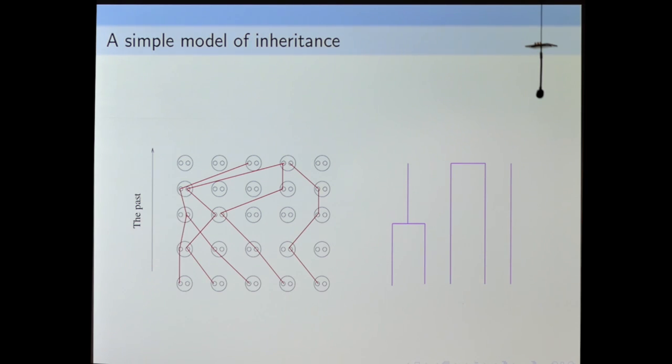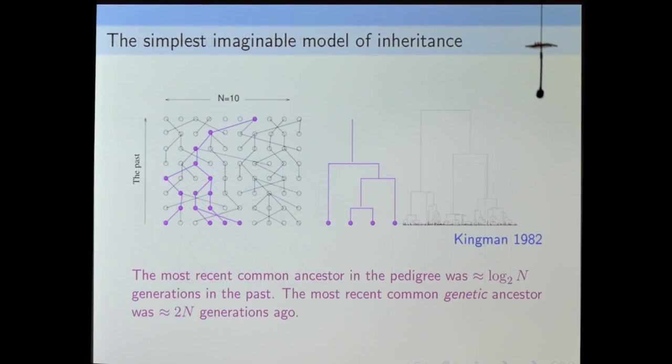And so what we're going to do is, instead of following the diploid individuals and thinking about where everybody came from with both of their genes, we're just going to trace gene by gene and see where individuals came from. And that leads us to the simplest imaginable model of inheritance. And this is called the Wright-Fisher model.